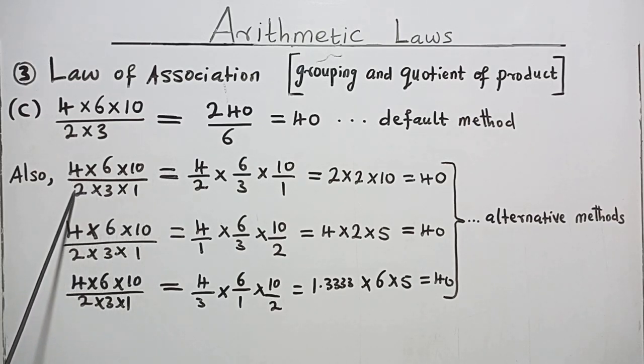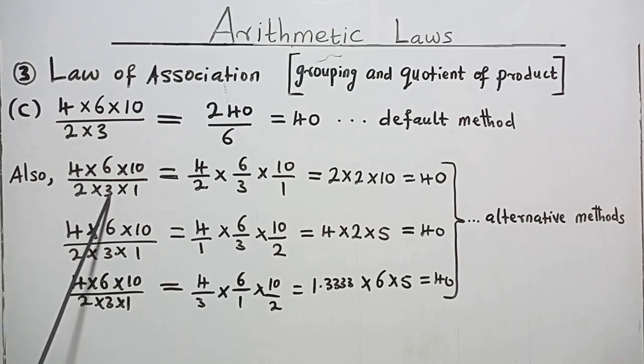Notice what happened here and compare it with what happened here. Here, we used the first to divide the first, second to divide the second, and the third to divide the third. Here, we're using the first to divide the last, the second to divide the second, and the last to divide the first. When this happens, will it affect the result? Let's find out. When 1 divides 4, the result is 4. When 3 divides 6, the result is 2. When 2 divides this 10, the result is 5.